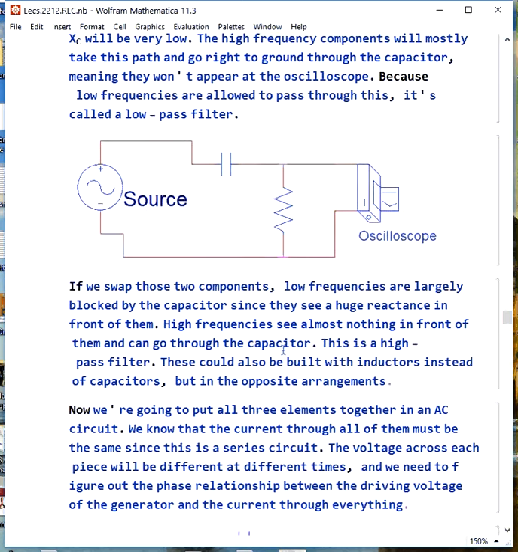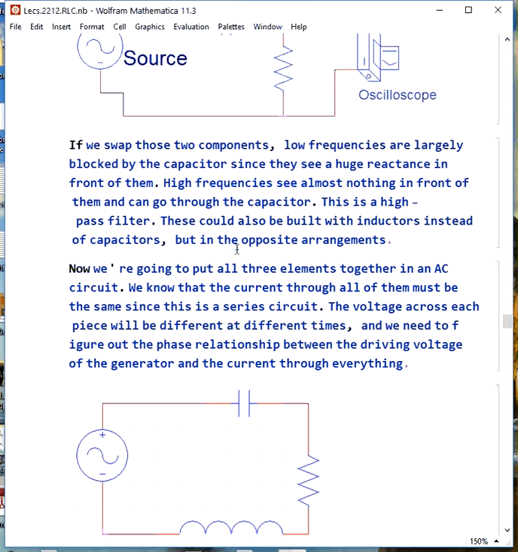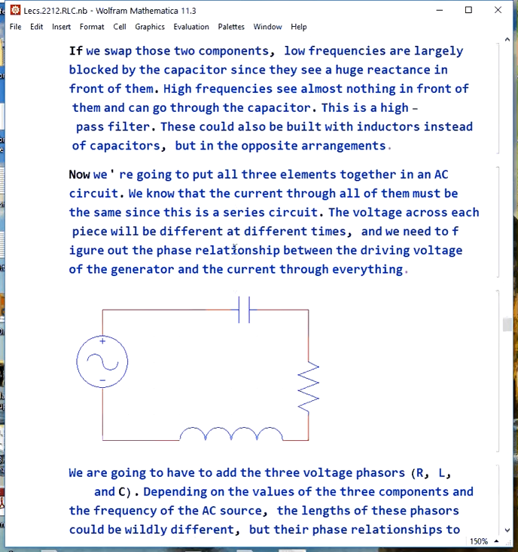Now, we can also make this out of inductors instead of capacitors, and we would again have to swap things. But this is just the very, very beginning of the idea of filters, if you get interested in that. Now, back to stuff that we do need to know.